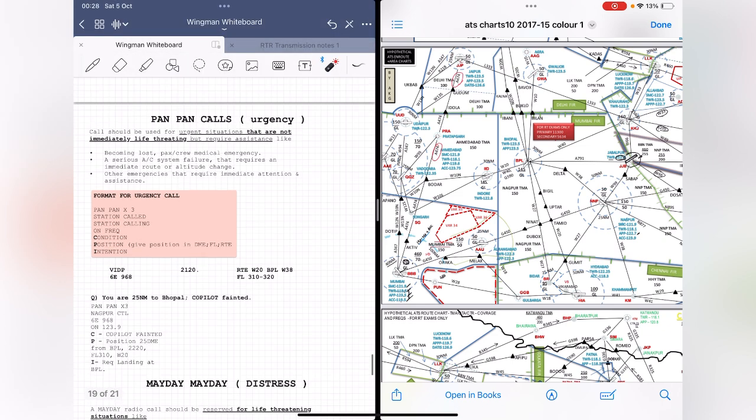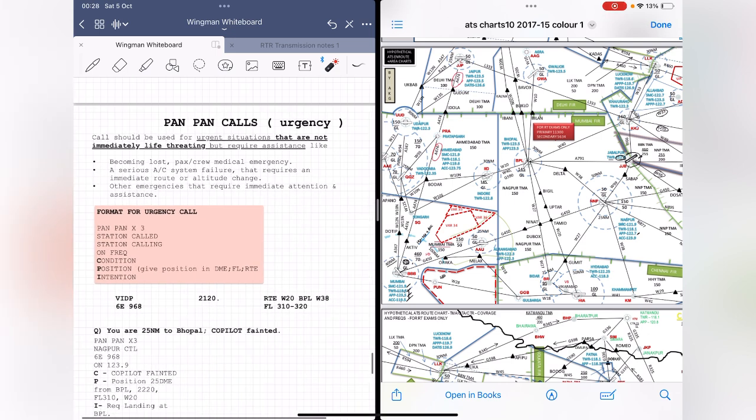For those of you who've studied regulations, there are two main broad divisions between the situations a pilot faces: urgency and distress. Urgency situations are basically those situations which are not life-threatening, but they require immediate assistance. Say there's a passenger who's fainted, there's a medical emergency on board, there's an aircraft system failure that requires immediate attention from the ATC, or there are other emergencies on board.